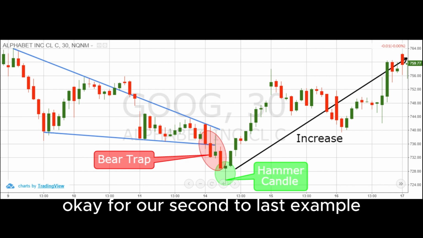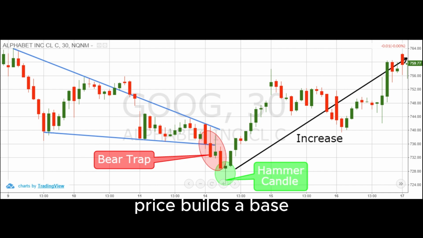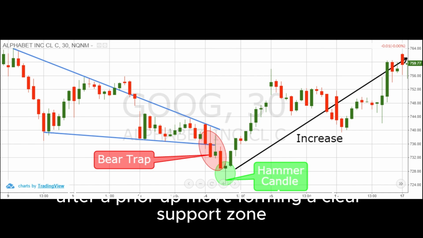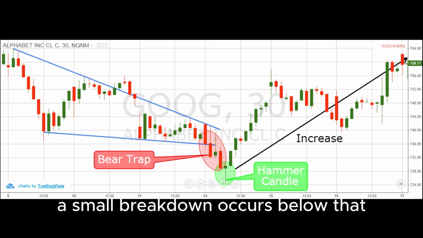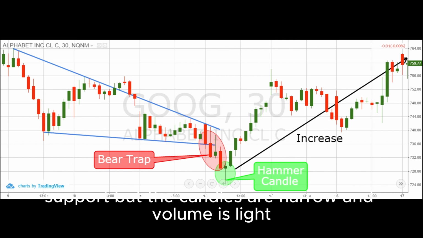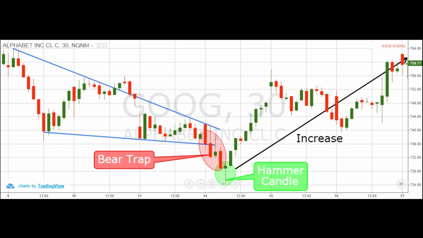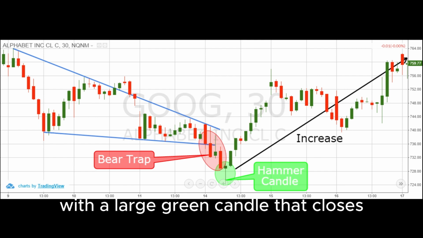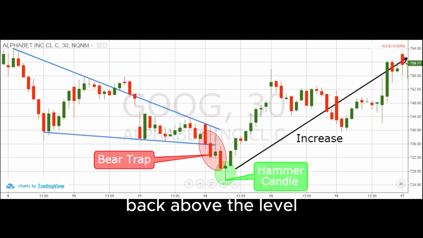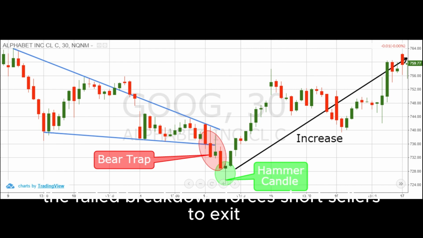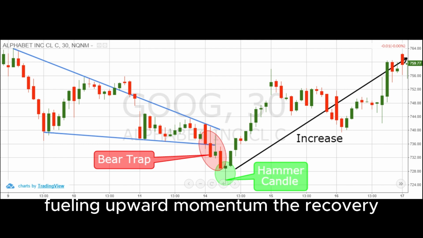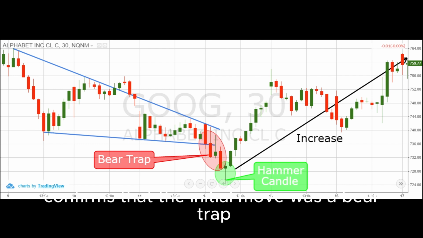Okay, for our second to last example, price builds a base after a prior up move, forming a clear support zone. A small breakdown occurs below that support, but the candles are narrow and volume is light. Price quickly rebounds with a large green candle that closes back above the level. The failed breakdown forces short sellers to exit, fueling upward momentum. The recovery confirms that the initial move was a bear trap.